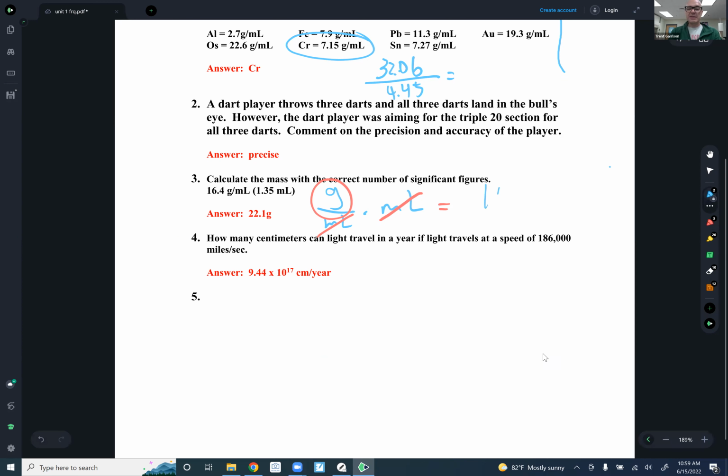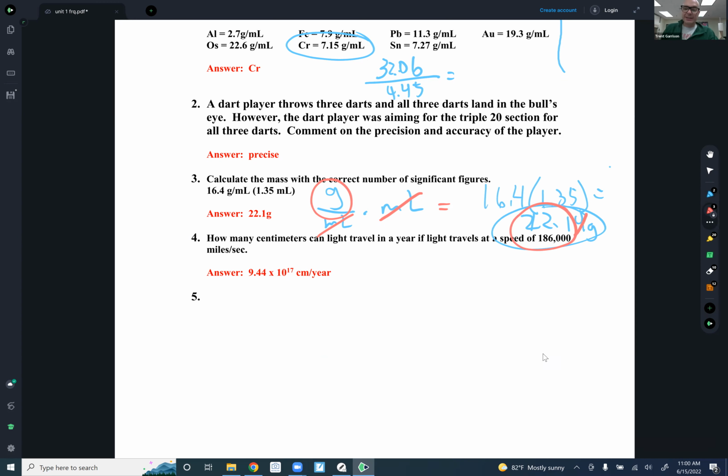So if I have 16.4 times 1.35, I'm going to get 22.1 grams with the sig figs being gone. So 0.14, I guess I could put this in here and show it to you and then cancel it off and have my correct answer. Okay, now how many centimeters?